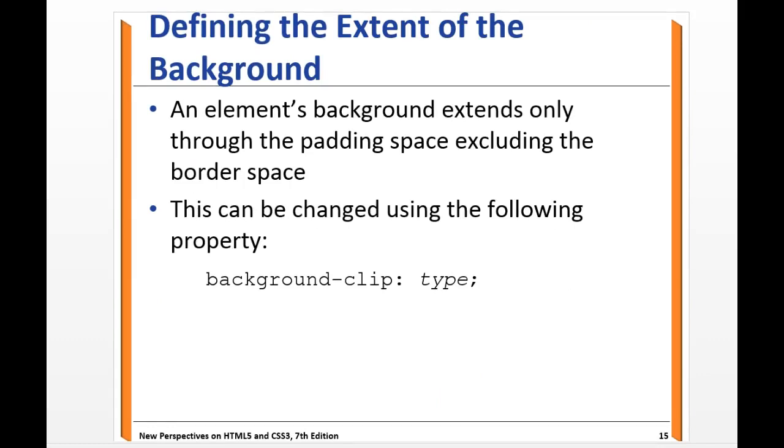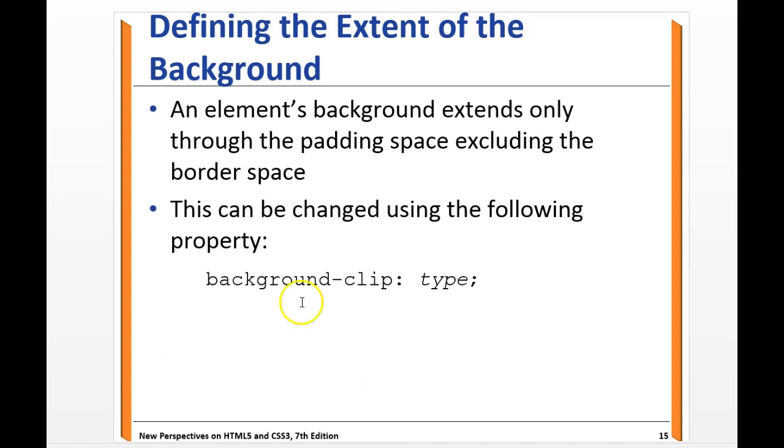Now we are going to talk about defining the extent of the background. We talked in another tutorial, I think it was tutorial 2, about block elements, and that every block element follows a box model, in which the element content is surrounded by padding space, and beyond that, a border space. The element background by default has only the padding space, and it doesn't include the border space. But we can change that by using the background clip property.